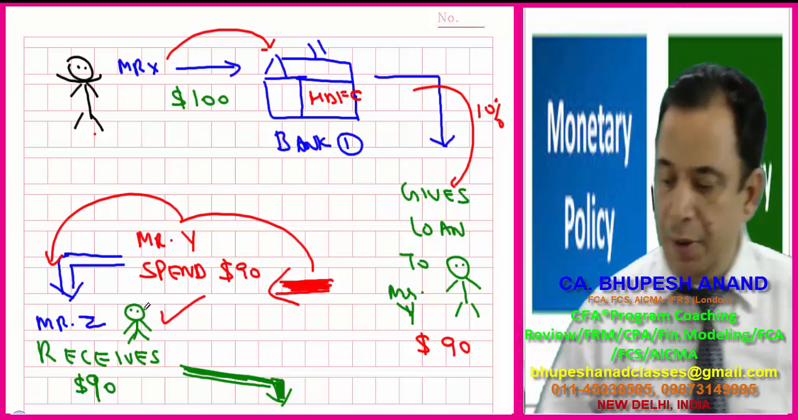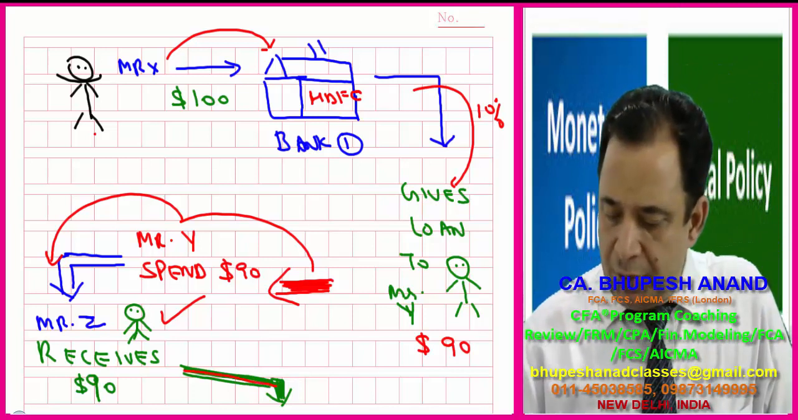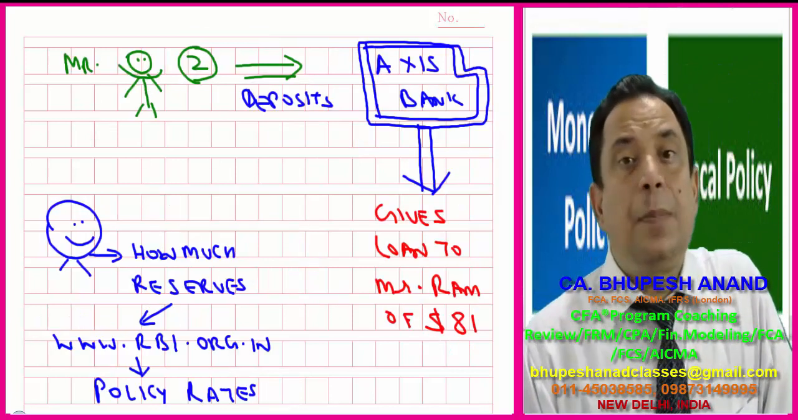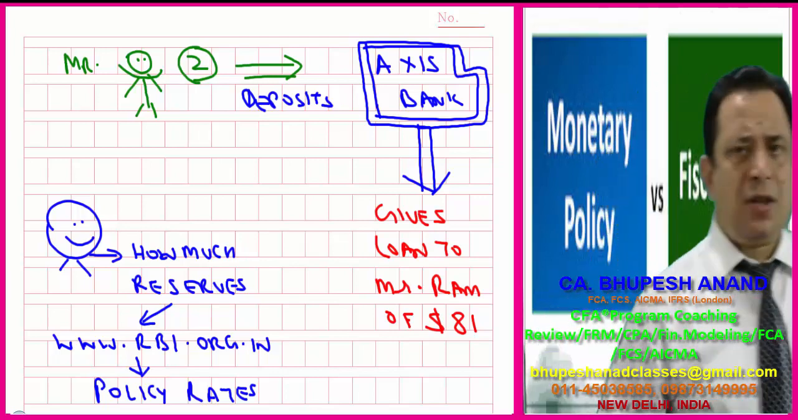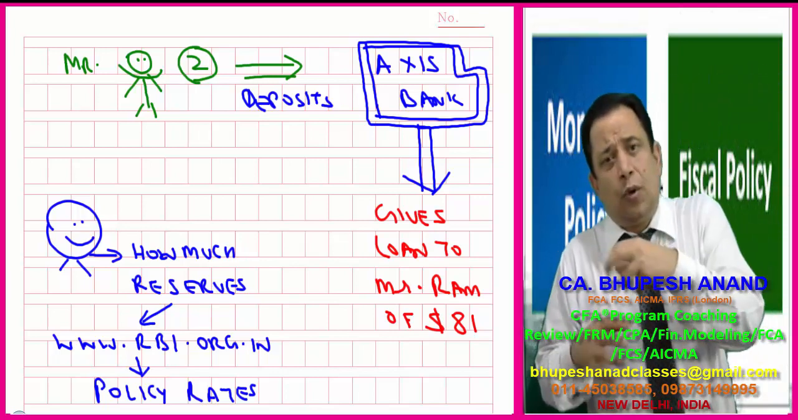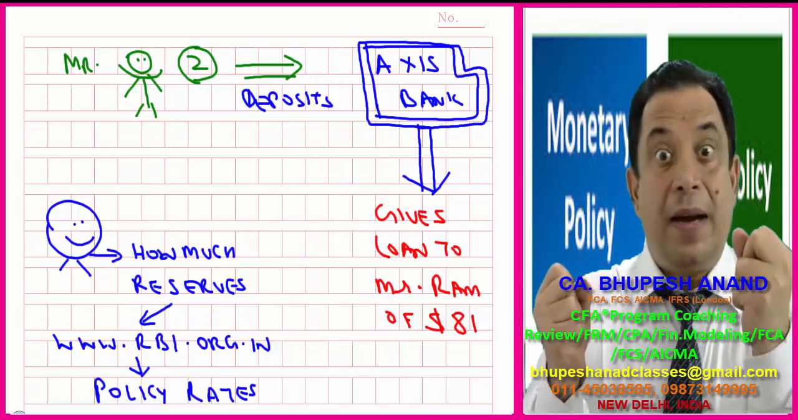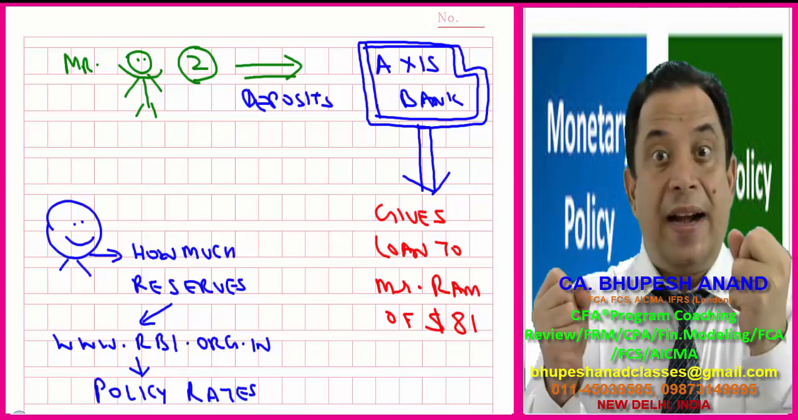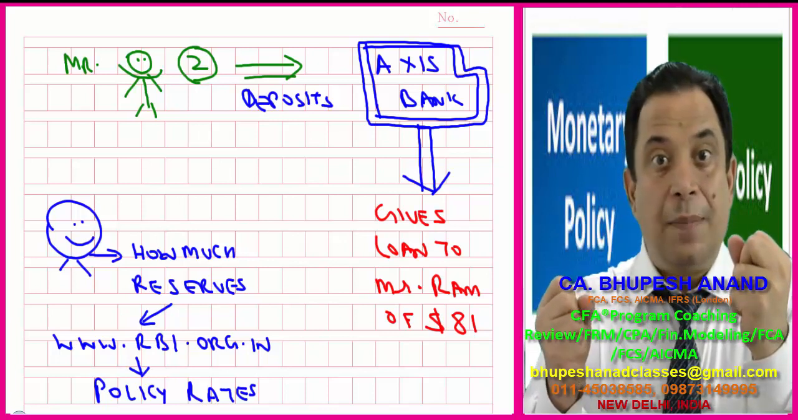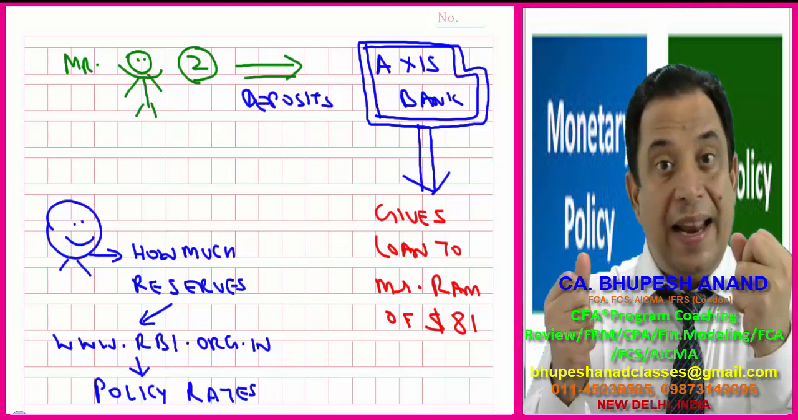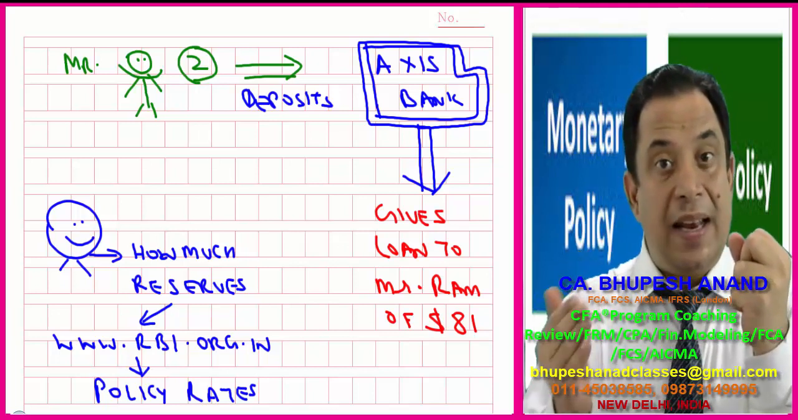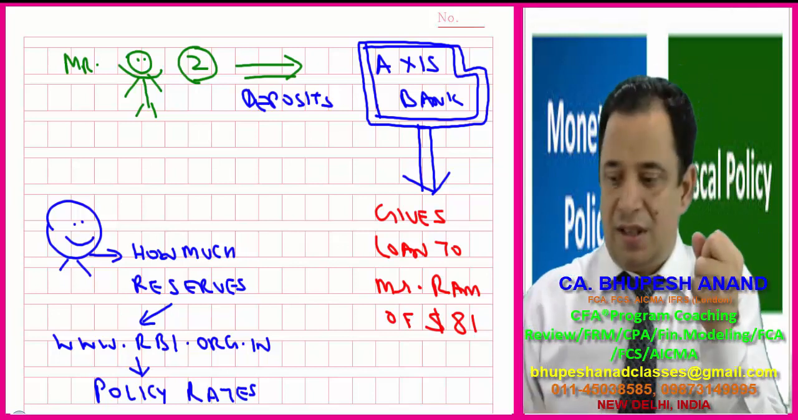Now, what will Mr. Z be doing? I have shown the arrow. He will again deposit it, in Axis Bank. Supposedly, he is not spending it. He has deposited it in Axis Bank, and now Axis Bank has received $90. But my dear friend, Axis Bank cannot give a loan of $90. Again, that bank has to keep a reserve of 10%. So 10% of $90 comes to $9. It means Axis Bank can give a loan of $81. Just see.